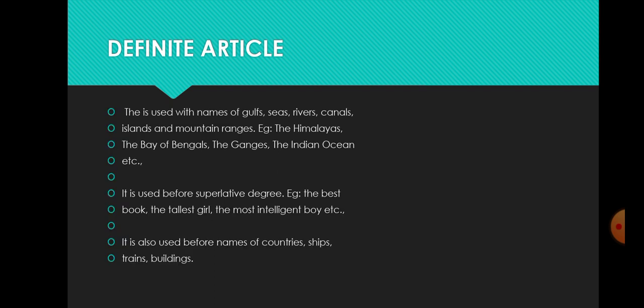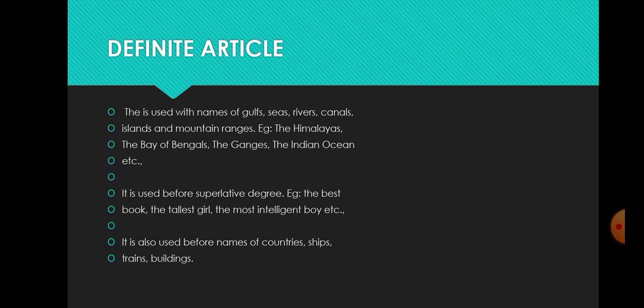Definite article. The is used with names of gulfs, seas, rivers, canals, islands, and mountain ranges. For example, the Himalayas, the Bay of Bengal, the Ganges, the Indian Ocean, etc.